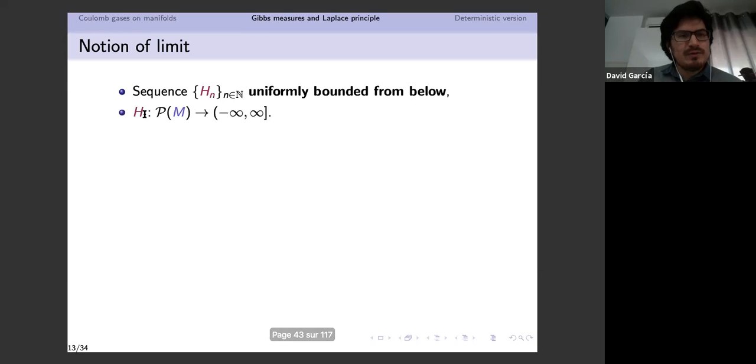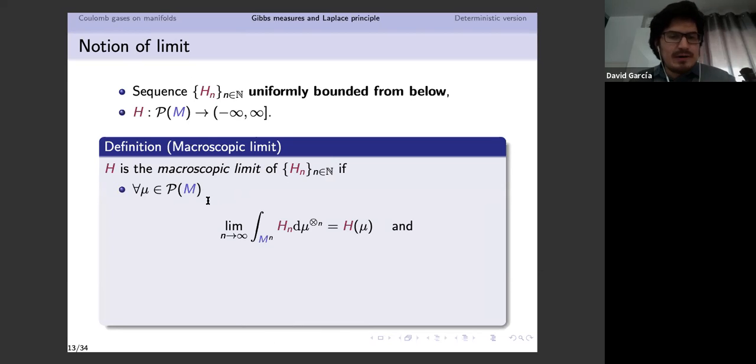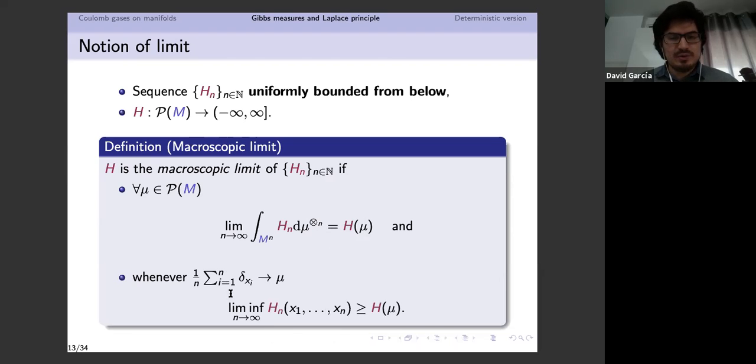And a limit will be some function H on the space of probability measures on M that satisfies two properties. So this will be called a macroscopic limit if it satisfies two properties. First, for every probability measure on M, the integral of Hn with respect to this probability measure goes to H of that probability measure. And this is kind of the defining property of H. We can recover H by this relation, but we also ask this to hold whenever the empirical measure of some deterministic sequence of points goes to some mu. The limit of the energies of these points bounds the energy of mu.